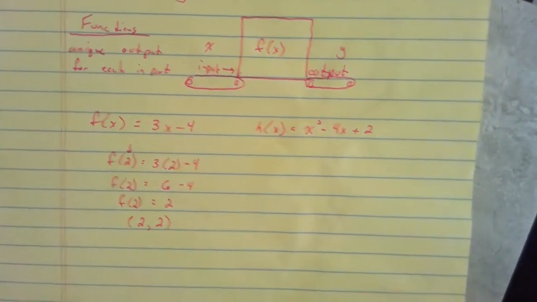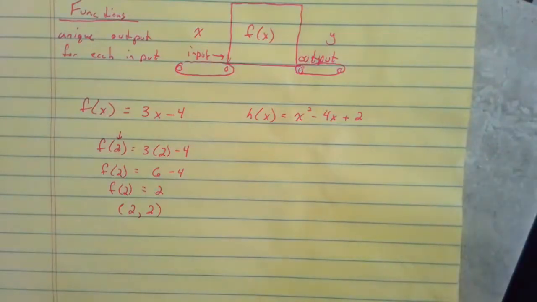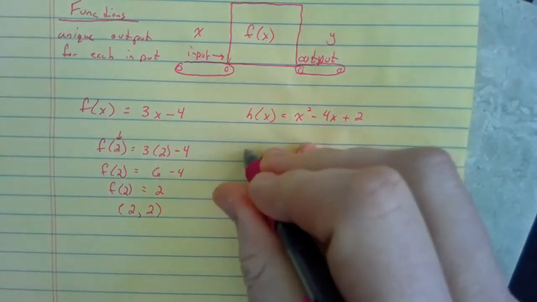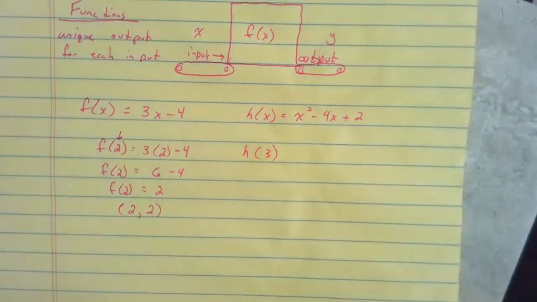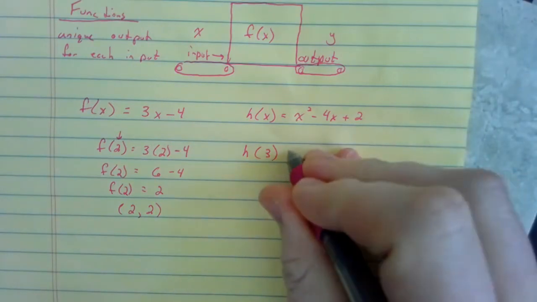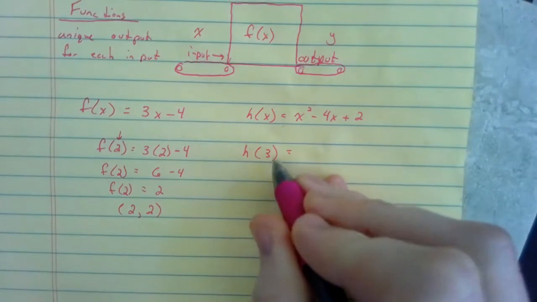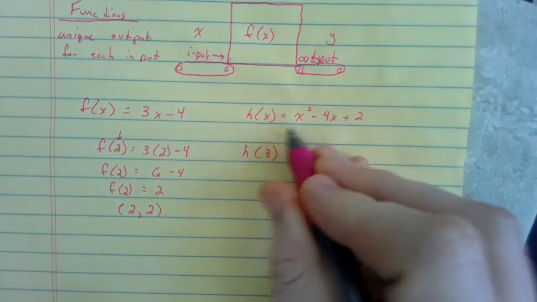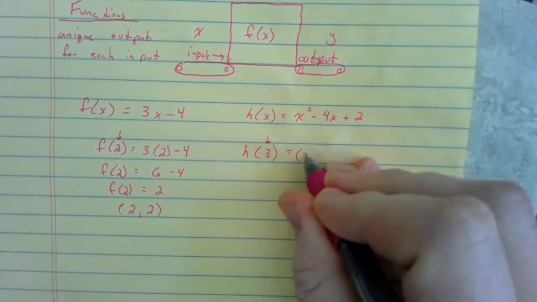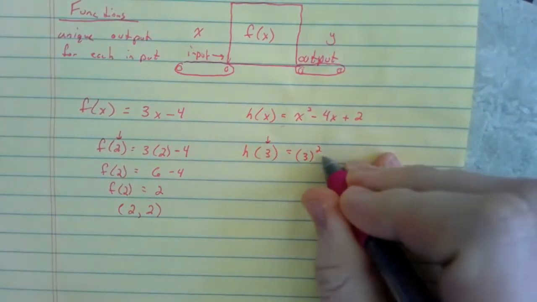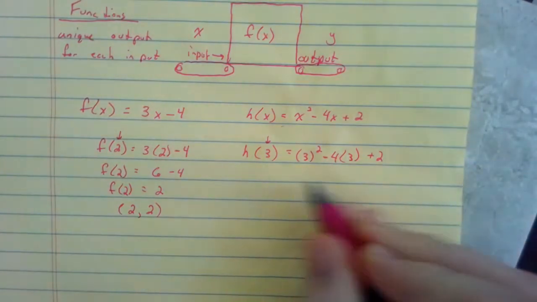Now just to show you another example, we could also go ahead and evaluate for what h of 2 is going to be. So here we're going to do h. Let's do something different. Let's do h of 3, just to make it more interesting. So for h of 3, everywhere I see an x in my h of x function, I'm going to put a 3 in because that's my input. So here, I'm going to put in 3 squared minus 4 times 3 plus 2. And I'll simplify the right-hand side.